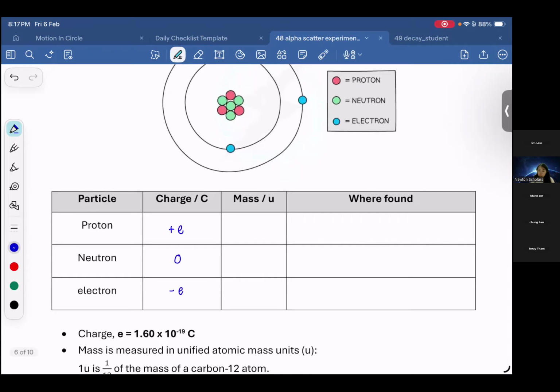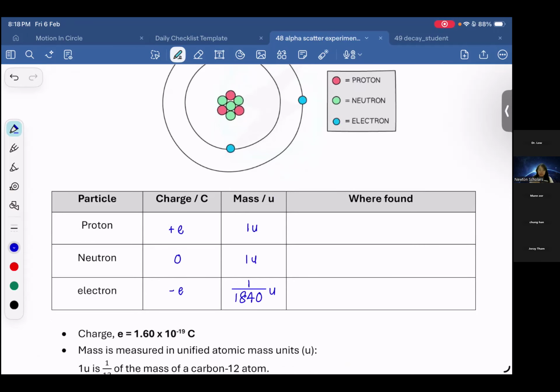The mass, just now I told you, the mass of the proton and neutron is actually the same. So here we can say that they are 1 U, in unit of U. So this one is also 1 U. But the electron has very, very small mass compared to proton and neutron. So it is 1 over 1840 U. Can you see that it's very, very small?